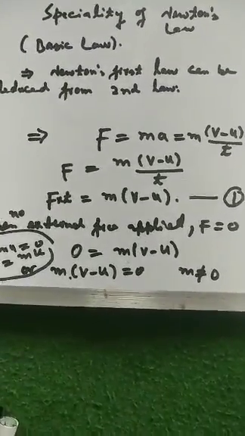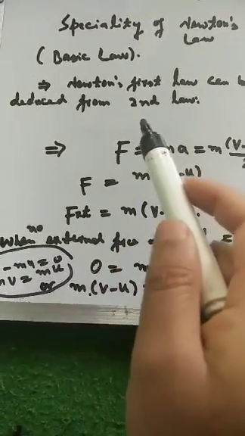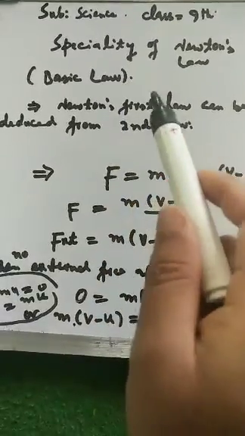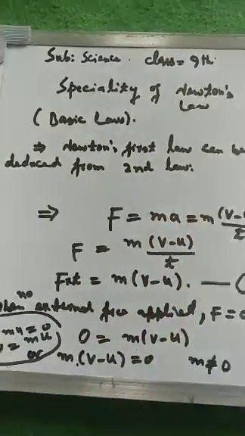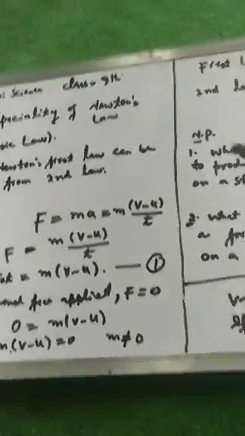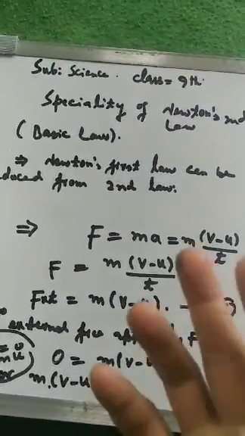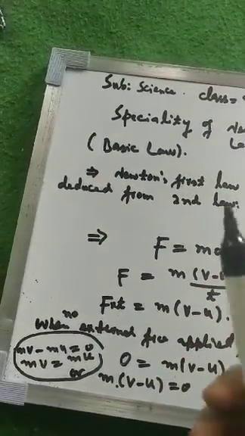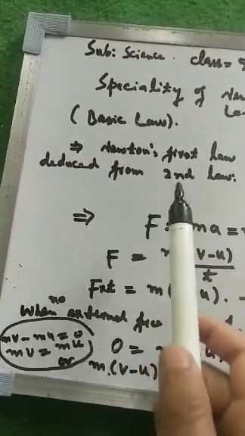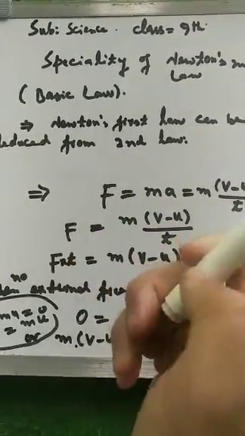Since we had deduced Newton's first law of motion from Newton's second law of motion, that is why the second law of motion is also called the basic law of motion. This is the specialty of Newton's second law. The specialty of Newton's second law of motion is that it is the basic law of motion, because from Newton's second law of motion we can obtain Newton's first law of motion.